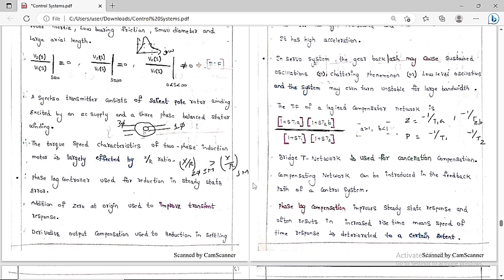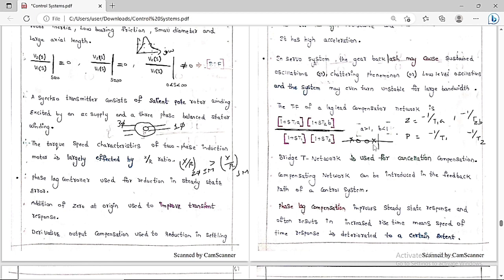So in the case of lag lead compensator, first we are going to get the lag. Lag means you can say pole, zero. Then you are going to get the lead, zero, pole. So if you are going to move from this direction, first we are going to encounter the lag compensator, then the lead compensator. That is the reason it is called a lag lead compensator.